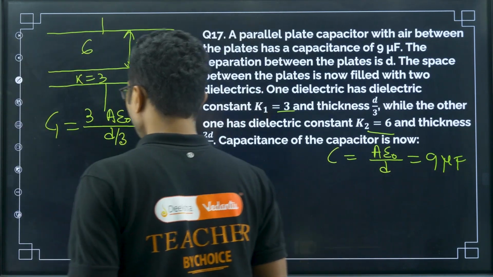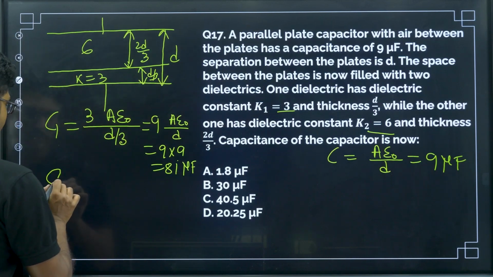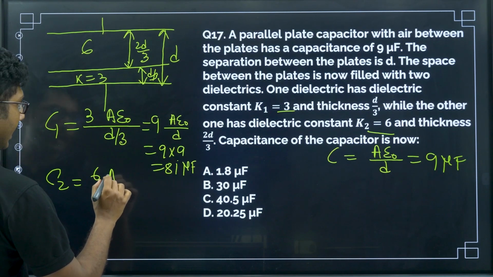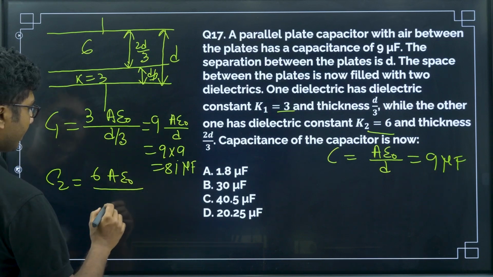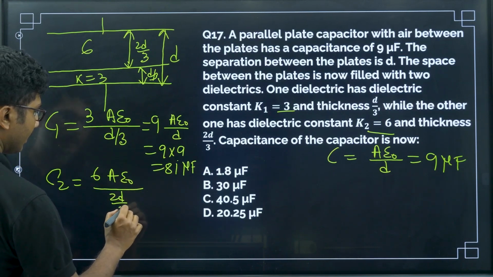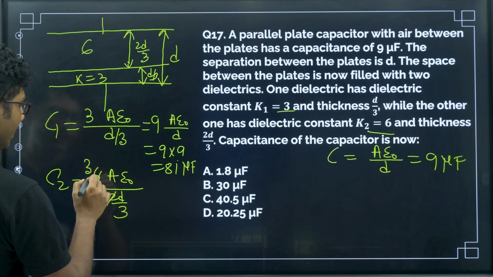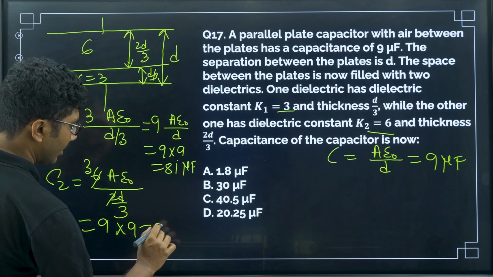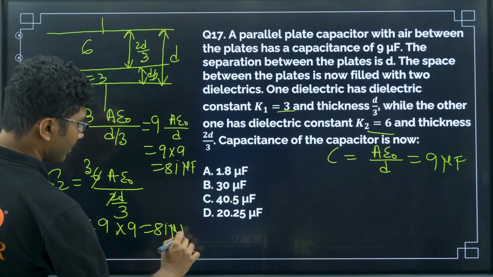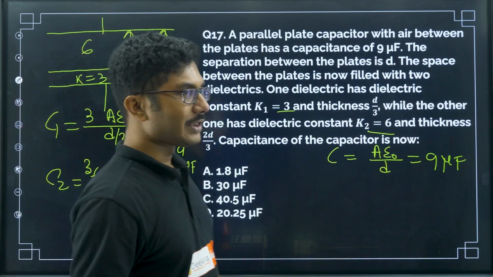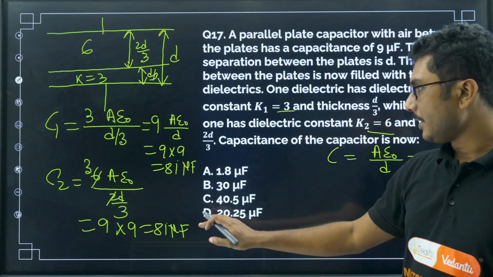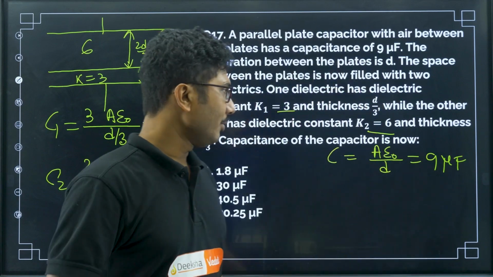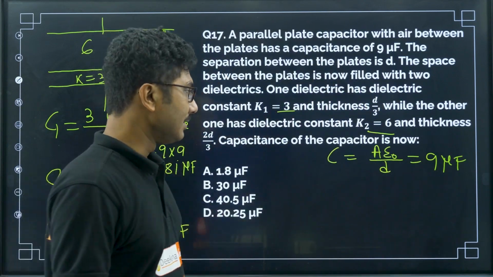Now what is C2? C2 will be 6 A epsilon naught divided by 2D by 3. If you see, actually you will get same 9 times 9, 81 microfarad. The data and values are given such that you are getting 81 microfarad in both the cases. Okay, now they are connected in series.